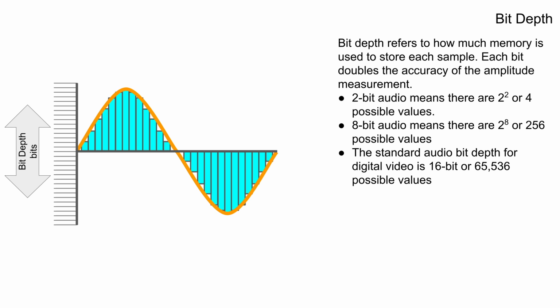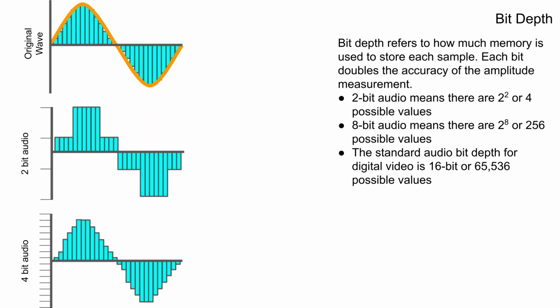So with 2 bits of storage, we have 4 possible combinations, 4 possible levels that we can measure. And you can see on the graph here that with 2-bit audio, we don't really get a very good representation. Even with a high sample rate, if we're only using 2 bits to record each of those samples, our playback is not going to have much in common with the original waveform. The more bits we use to store that information, the more accurate our waveform representation becomes. And very quickly, the larger the file gets as well.